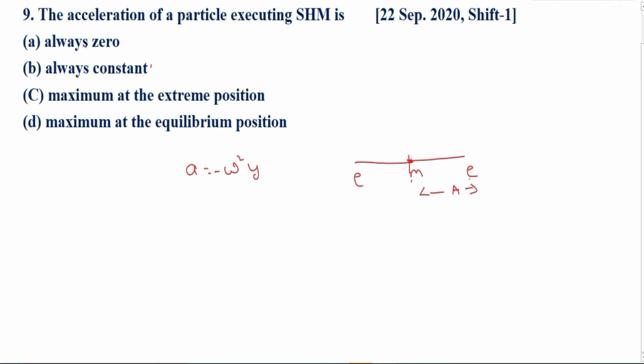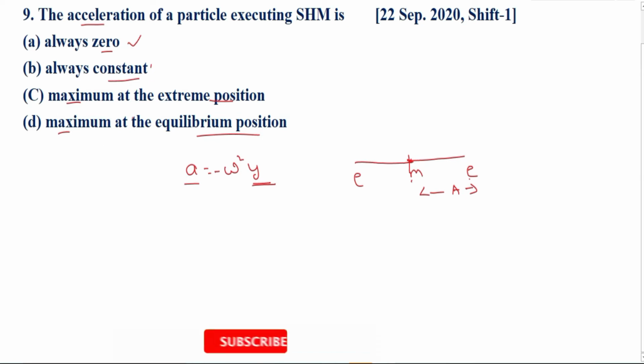Now, what is he asking us to calculate? He is asking us about acceleration, whether it is always zero, whether it is constant, whether it is maximum at the extreme position, or whether it is maximum at the equilibrium position. Anyhow, acceleration will not be zero, that is clear. Why? Because as the particle moves, the value of y will change. As the value of y changes, the value of a changes, so it won't be zero. And since y is changing, the acceleration will also change, which means it won't be constant.